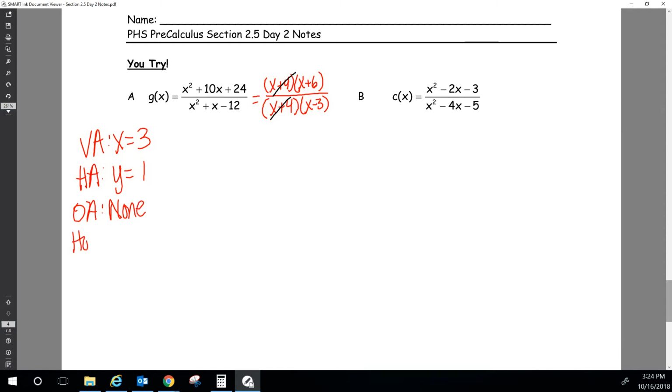But I do have a hole right here with the one that I canceled out. So that would be x equals negative 4. If you want to find out where that other piece is of it, I'm going to plug in negative 4 into my reduced version, which is this guy here. If I plug in negative 4, then I get negative 4 plus 6 over negative 4 minus 3. This would be 2 over negative 7, so negative 2/7. That's where the hole is.